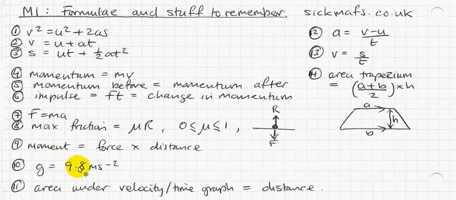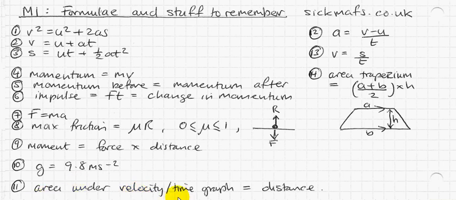G equals 9.8 meters per second squared. G is acceleration due to gravity. So gravity makes particles accelerate towards the center of the planet at this speed. Now obviously it varies from how far you are away from the planet, but in mechanics, we keep it really simple. We just say it's always 9.8 meters per second squared.